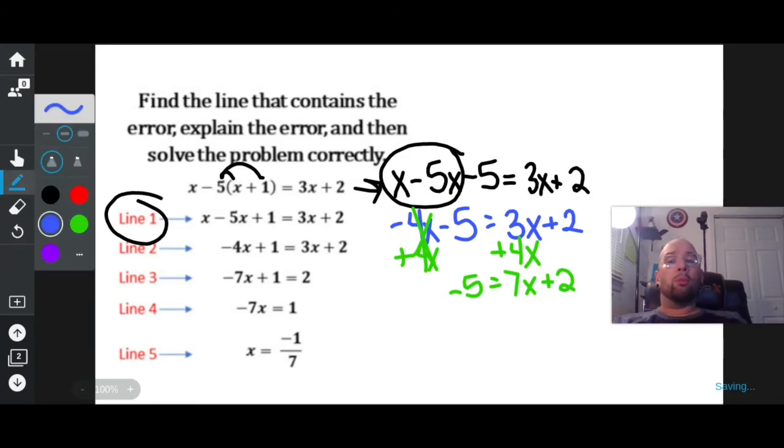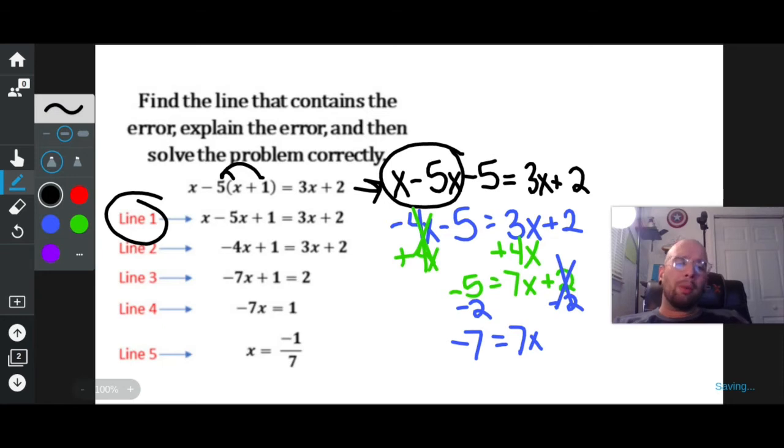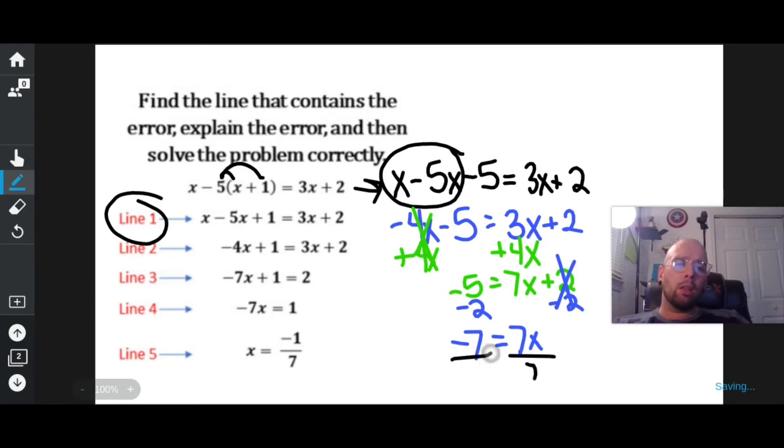Now I have to subtract 2. That leaves me with -7 equals 7x. And divide both sides by 7. And x is going to equal -1. I'll put that there under my face.